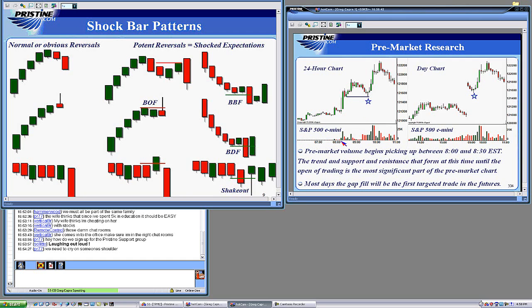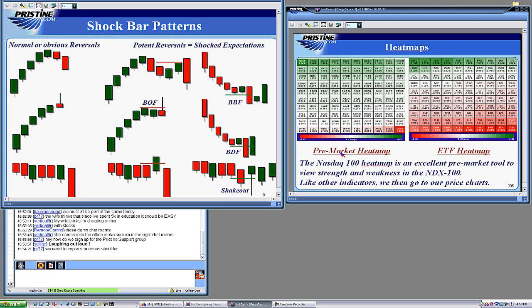And heat maps, honestly, I haven't looked at these in a long time, but these heat maps at the NASDAQ site may generate some ideas for you prior to the open.